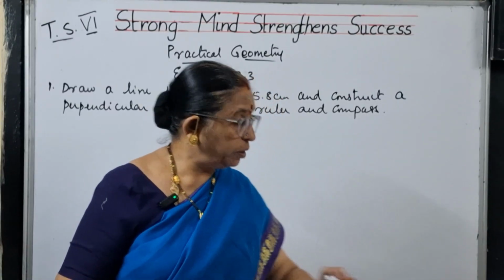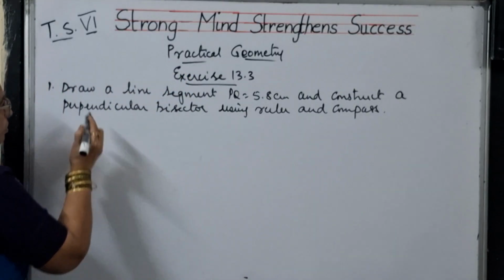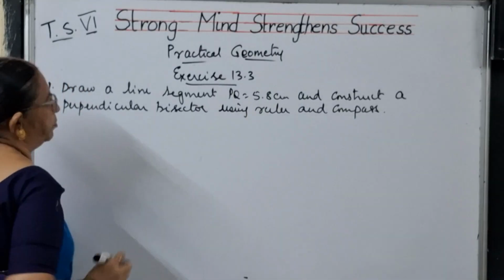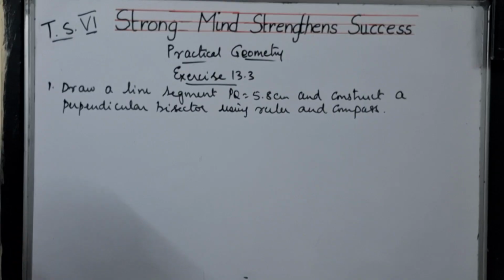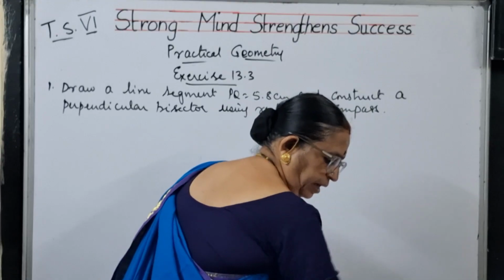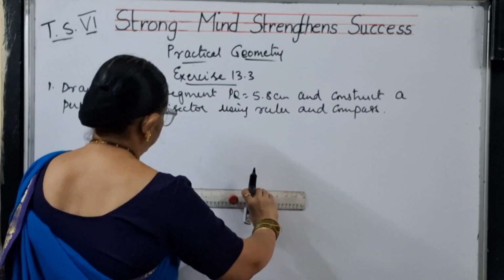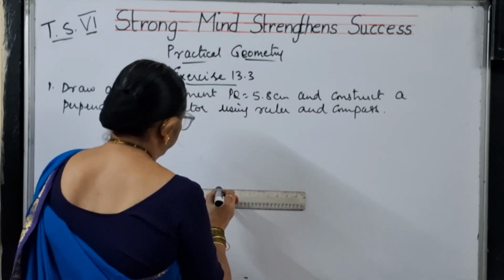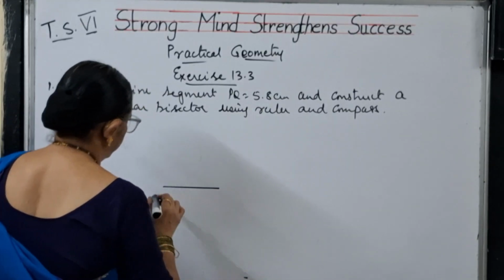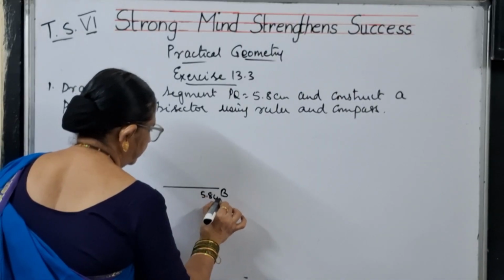Now I'm doing the next exercise, children, 13.3. In this, the first problem is to draw a line segment PQ of 5.8 centimeters and construct a perpendicular bisector using ruler and compass. So first, what you have to do is draw a line segment. How much is the measure? 5.8 centimeters. So AB, whose measure is 5.8 centimeters.